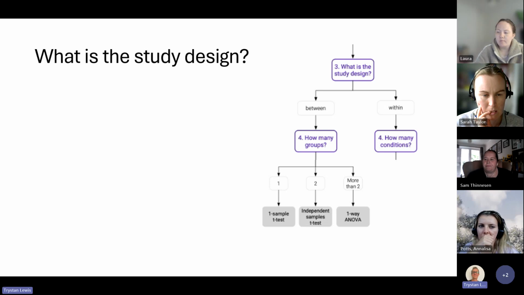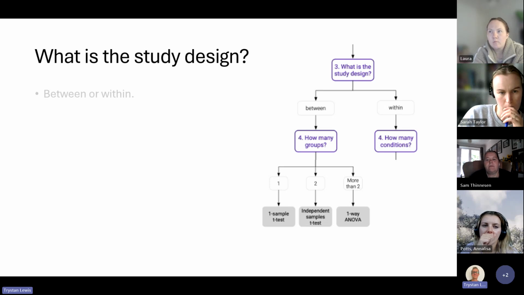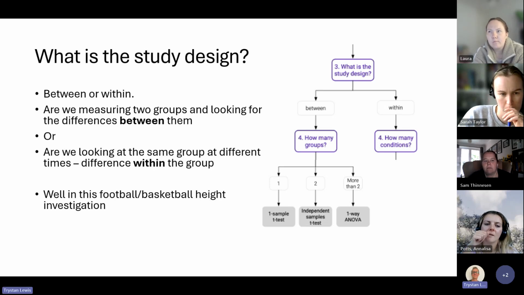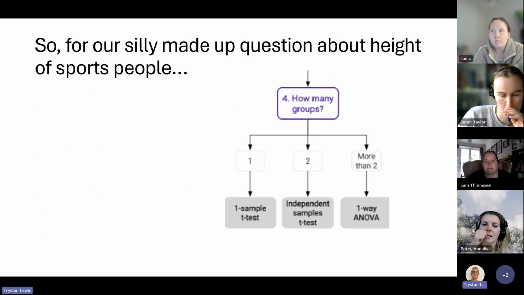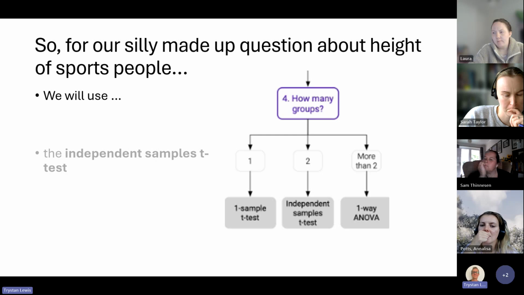What's the study design? Is it the same people at different times, or is it two groups of patients? That's within or between. And then how many groups? Well, I've just got the people that got the treatment and the people that didn't. So that's t-test. And if there were three groups, well, then it's the ANOVA test. So I can see that there. If it's more than two, I have to do something else.